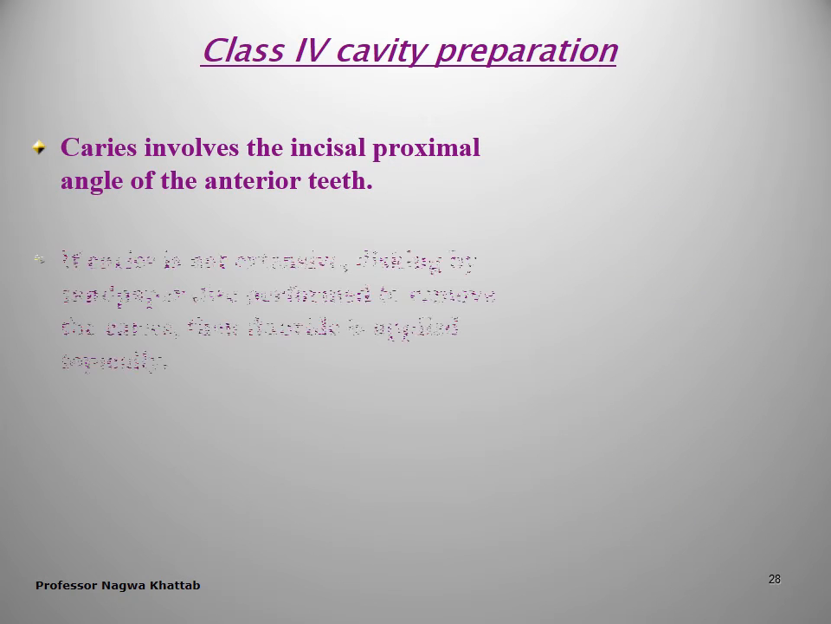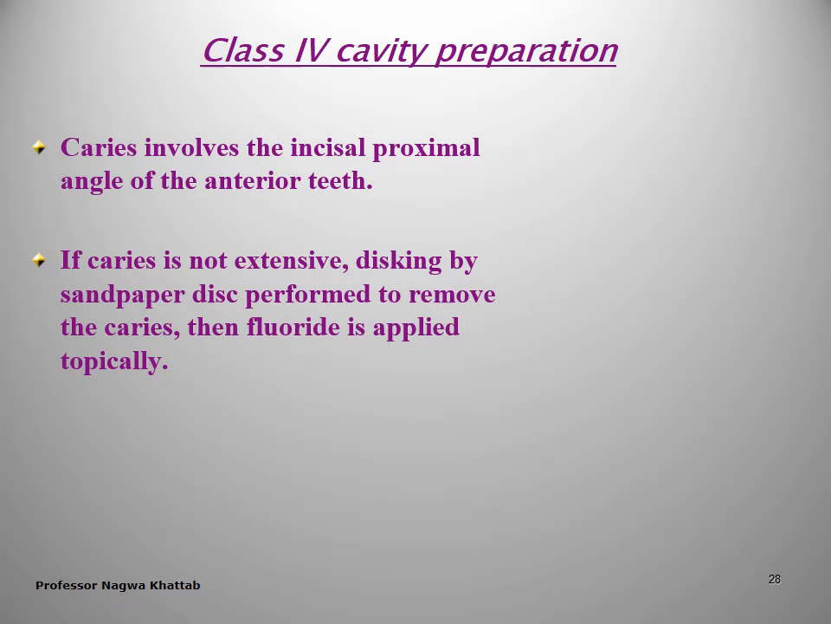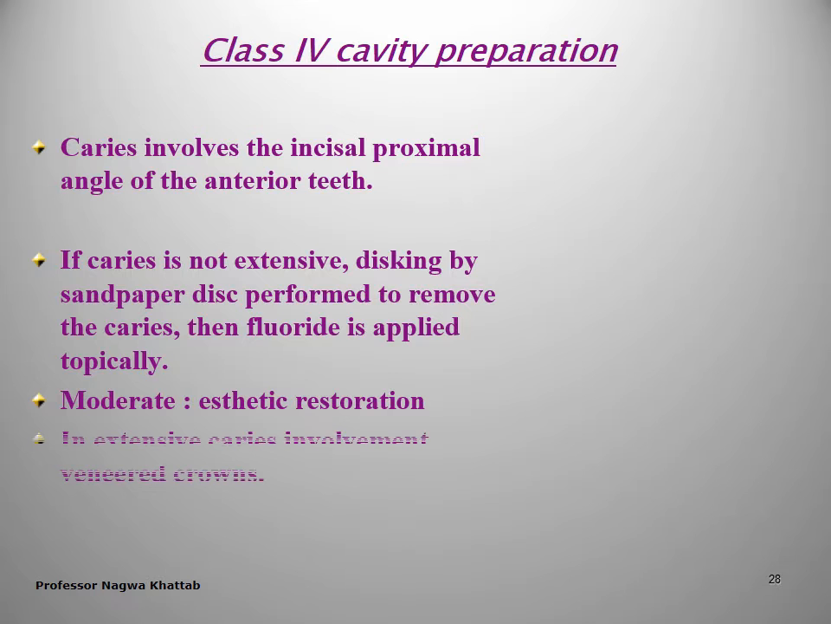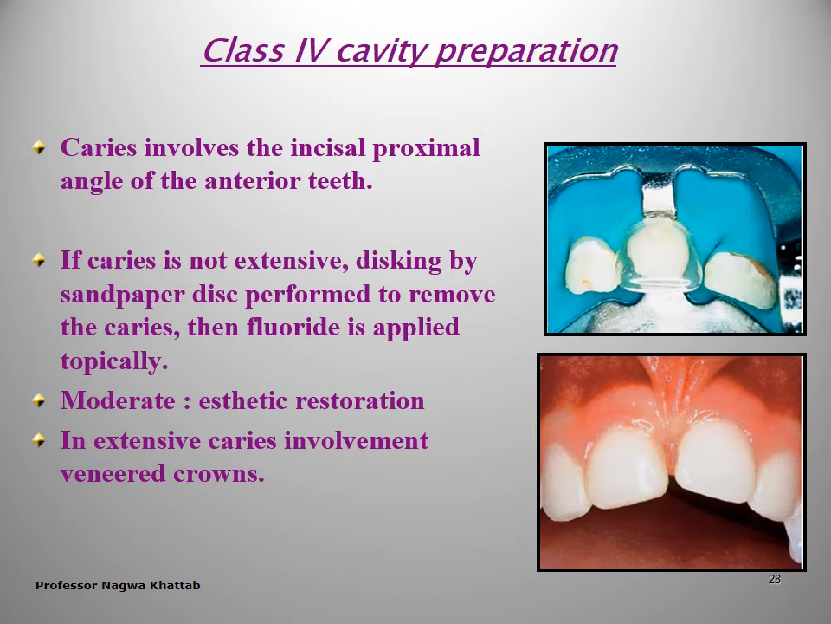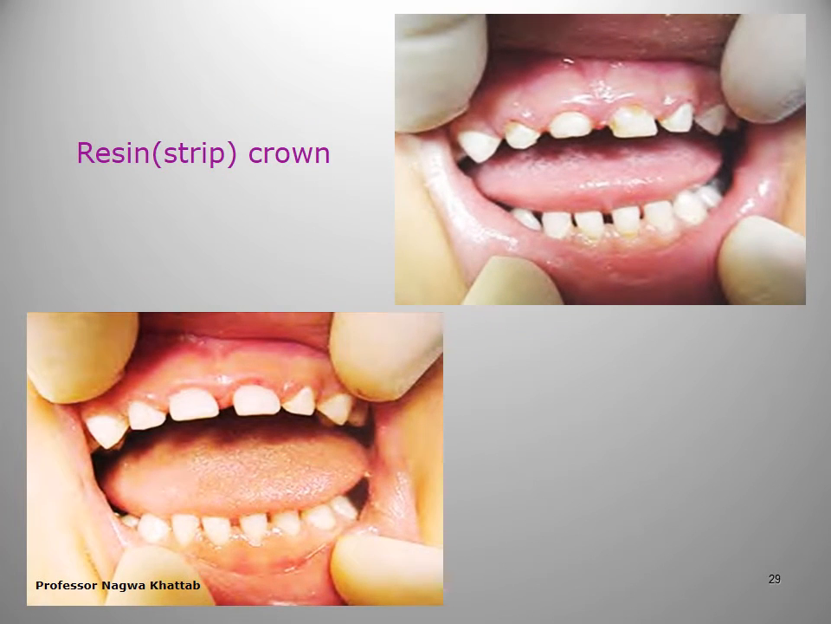Class 4, which involves the incisal edge and the proximal surface of the anterior teeth. Sometimes the caries is so extensive, and sometimes it is very superficial. If it is very superficial, you can make disking, then apply fluoride. If moderate, make an aesthetic restoration. If it is extensive, you have to perform an aesthetic crown. Strip crown.